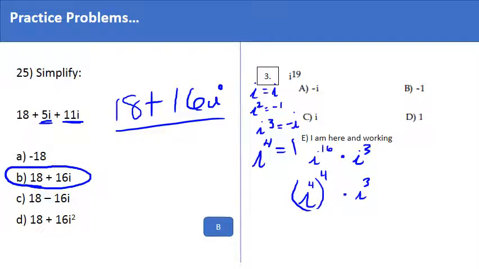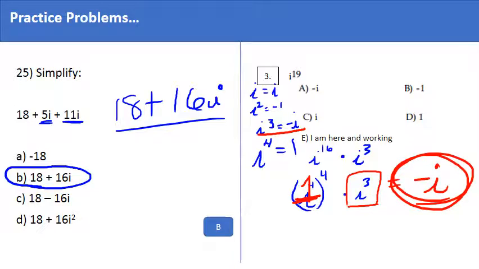Now, why do we want to use i to the 4th? Well, because i to the 4th is 1. 1 raised to any power is 1. So that means we're left with i to the third. Okay, now i to the third, we said, is negative i. So that means we're left with negative i as our answer. So that's why that i to the fourth table is so important when you are reducing these. We're left with i to the third, so that gives me negative i, which is answer A.